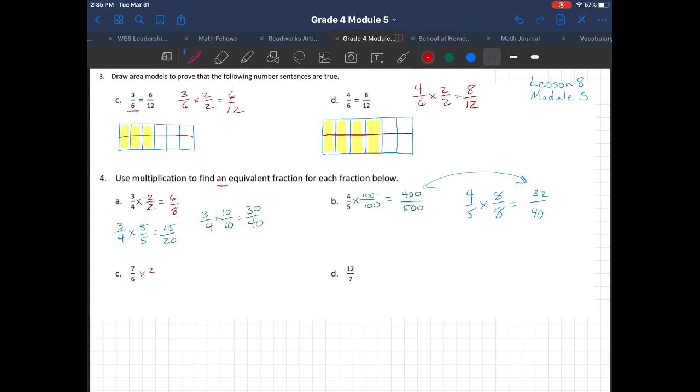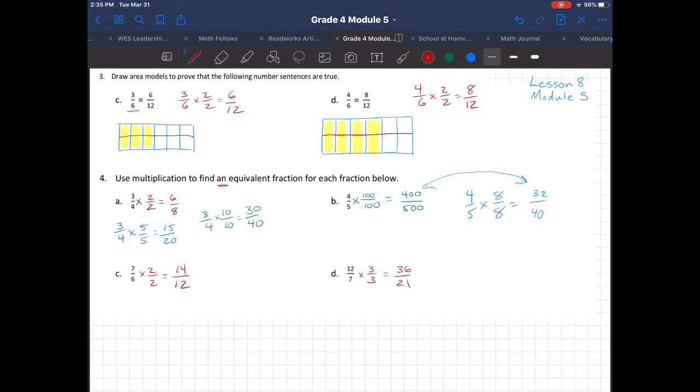7/6. Let's go back to 2 over 2. 14/12. And 12/7. I'm going to do 3 over 3 this time. That would be 36 over 21.